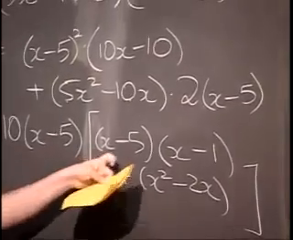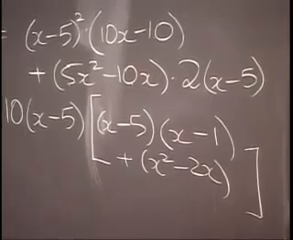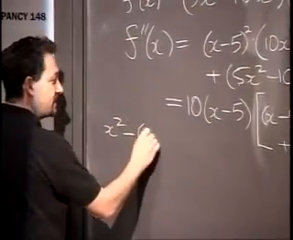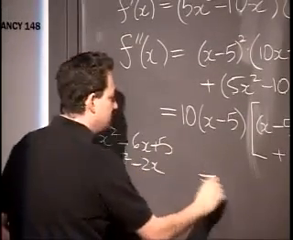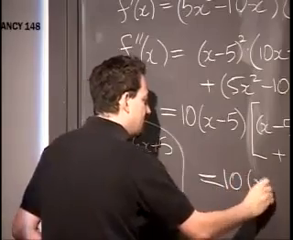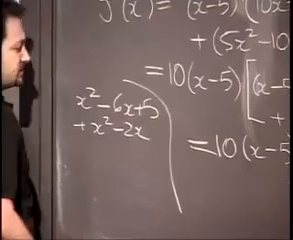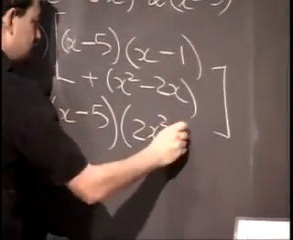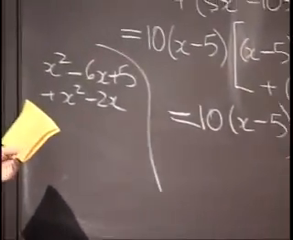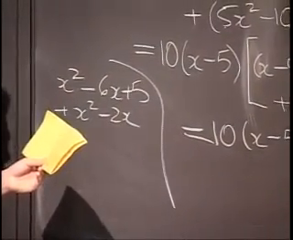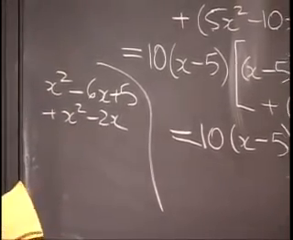We're going to get 2x squared there. Well, let's just do it. x squared minus 6x plus 5 plus x squared minus 2x. So I believe that what you get is 10 times x minus 5 outside of 2x squared minus 8x plus 5. Now maybe I made a mistake. Nope, I don't know. I don't think I made a mistake, although I might have.